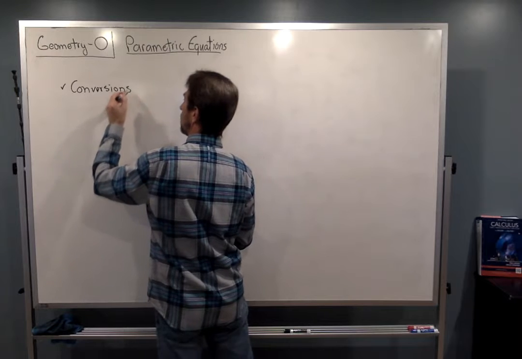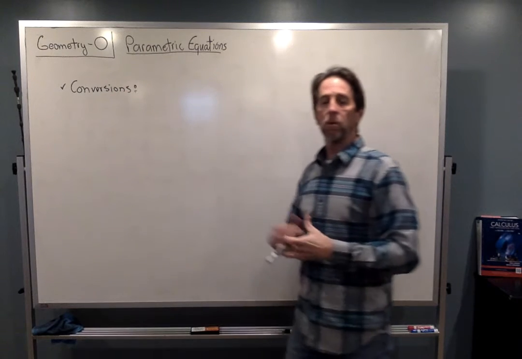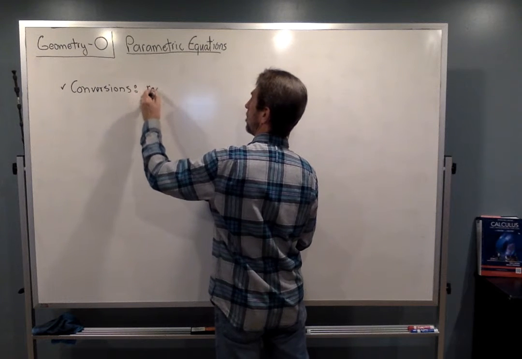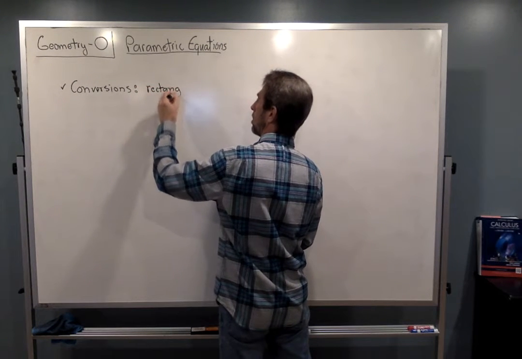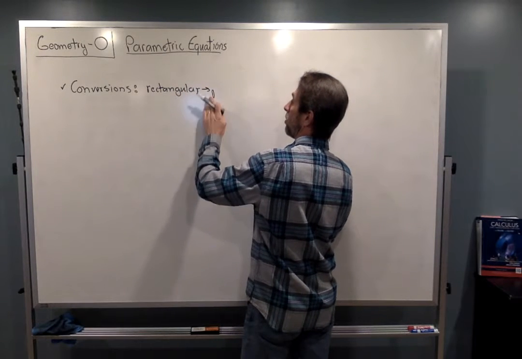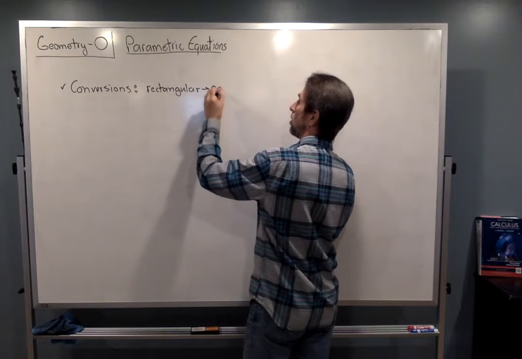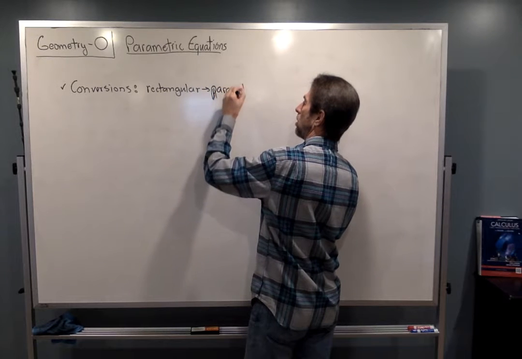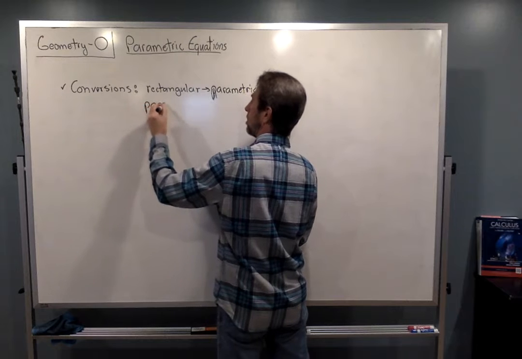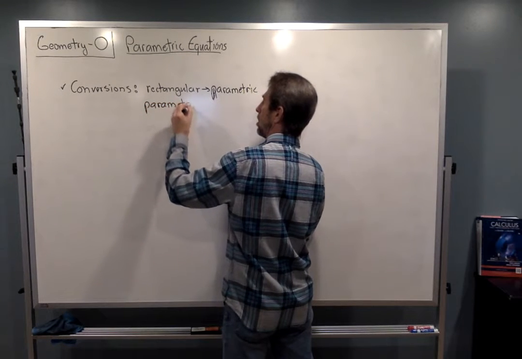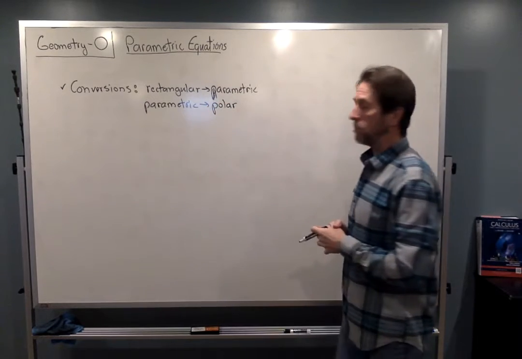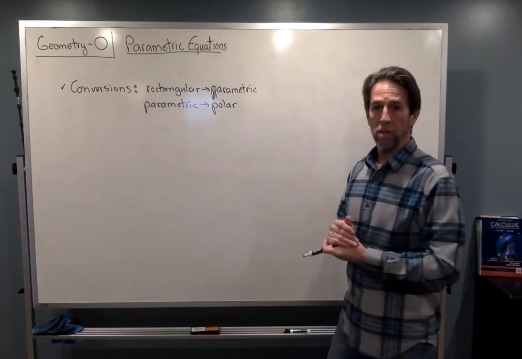Now, when we talk about conversions, we could go a couple different ways. We could have what we could call rectangular, and convert it to polar or parametric. Or we could have, of course, parametric and convert it to polar. And that's going to be the one that we'll spend most of the time on.